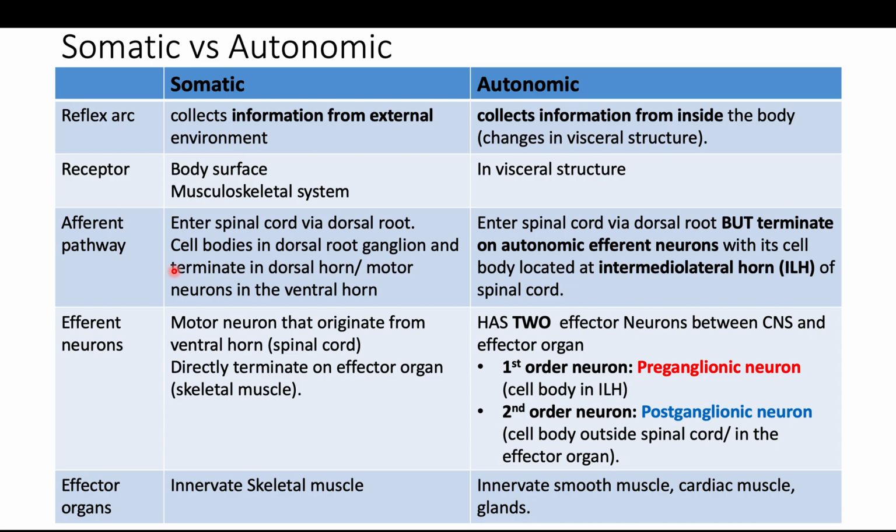For the afferent pathway, meaning the input cable, it enters the spinal cord via the dorsal root. Its cell body is in the dorsal root ganglion, and it terminates in the dorsal horn or on motor neurons in the ventral horn. But the mapping or locations of the cell body and the inputs of the afferent pathway differ; the cable is plugged into a different plug point. In the somatic nervous system, its cable is plugged at one portion of the spinal cord. For the autonomic, it is plugged at another portion of the spinal cord.